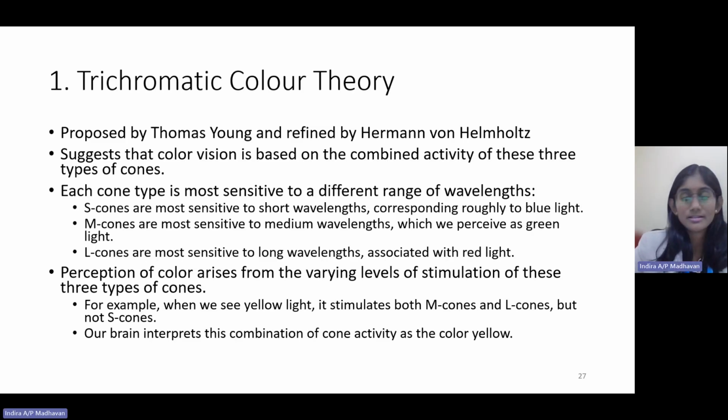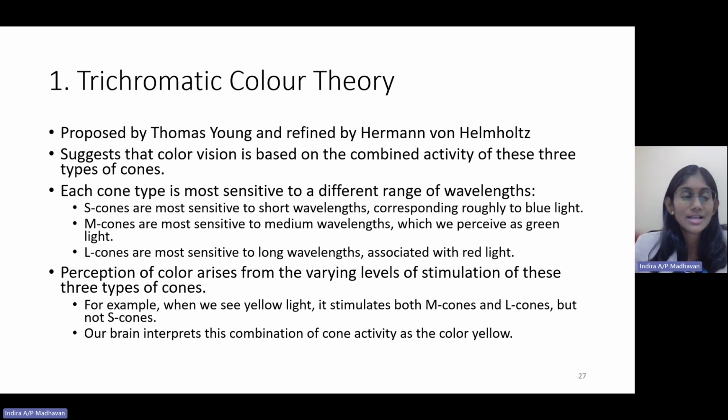Okay, so the first one, as I mentioned, is trichromatic color theory. It was proposed by Thomas Young and refined by Hermann von Helmholtz. These are the two people behind this theory. They suggest that color vision is based on the combined activity of these three types of cones.